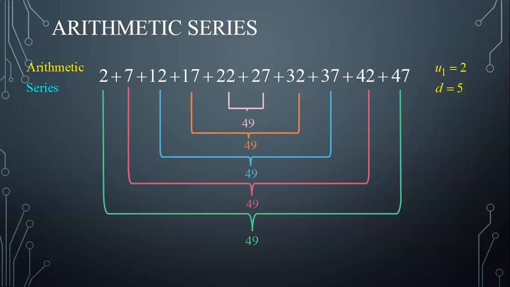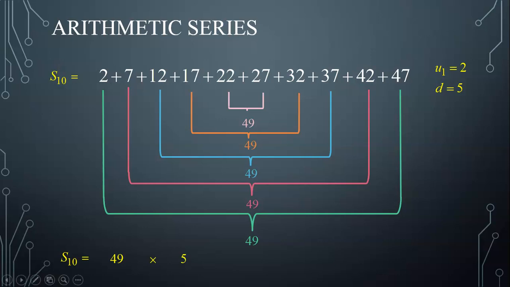So if I denote the sum I'm looking for by S10, as it is the sum of 10 terms of the arithmetic series given, then S10 would be equal to 49 added to itself 5 times. So S10 would be equal to 49 times 5.